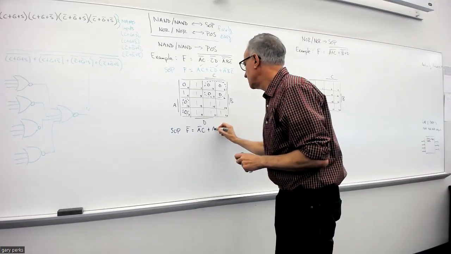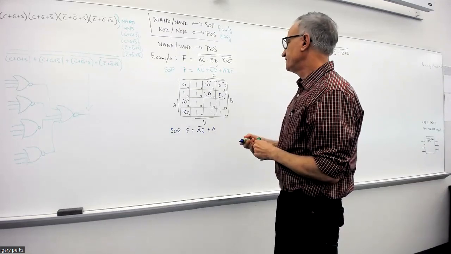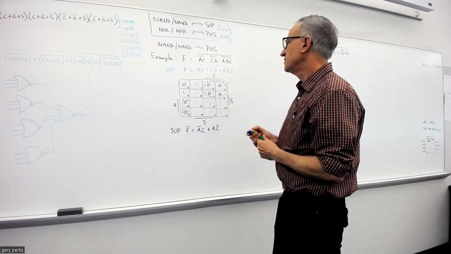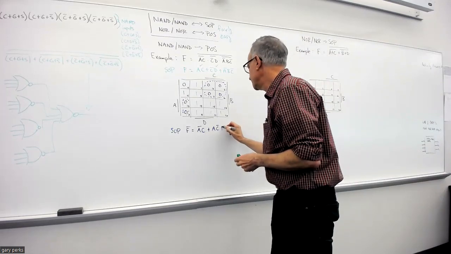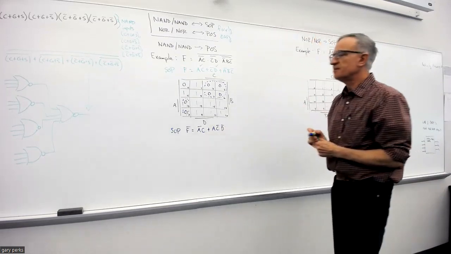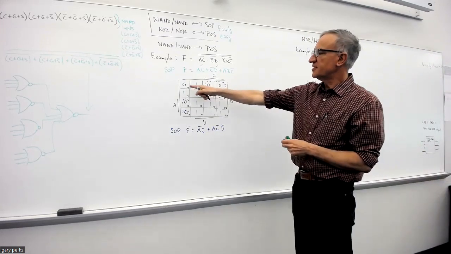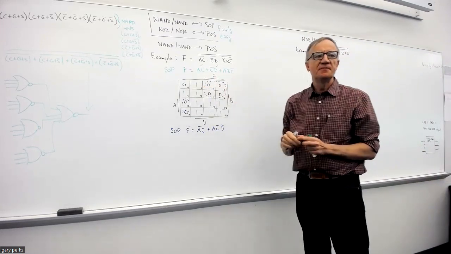CA. And then what? Not C. Not C. Not D. Everybody agree with that? Okay, and then we still got this 0 up here, so what are we going to do there?